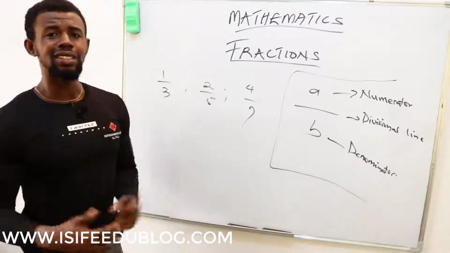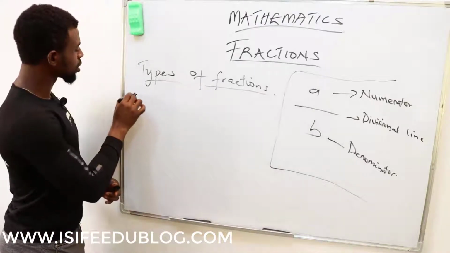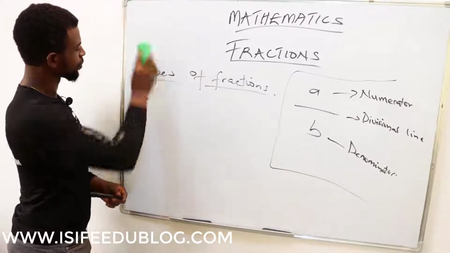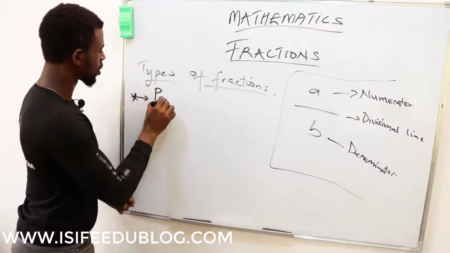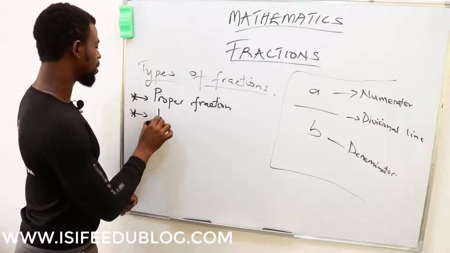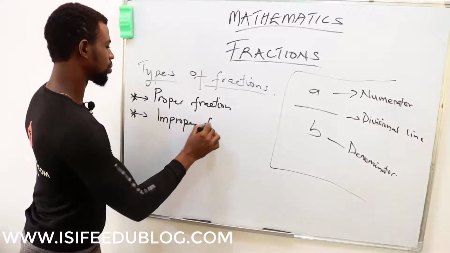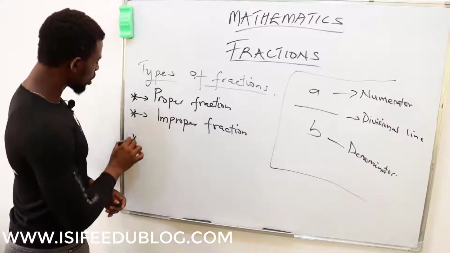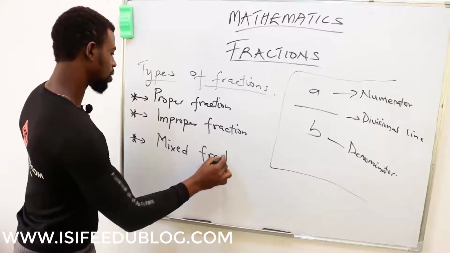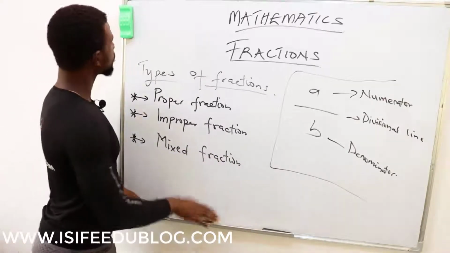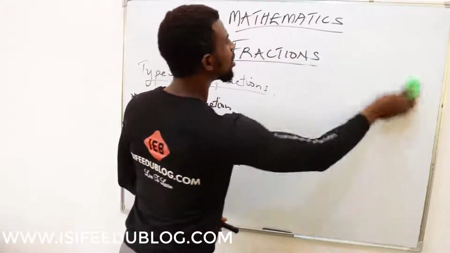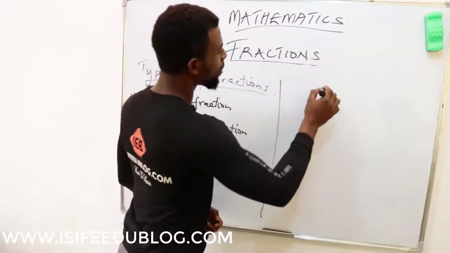Okay? Now we'll be looking at the types of fractions we have. The first type of fraction we'll be looking at will be what we refer to as proper fractions. The second will be the ones we know as improper fractions. And the third will be the ones we refer to as mixed fractions. Alright. Let's explain these types of fractions. And we will be starting with our proper fraction.